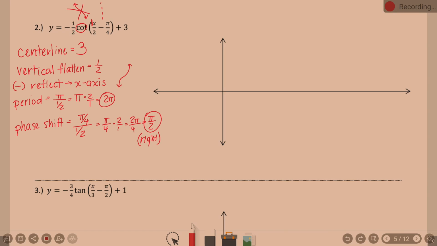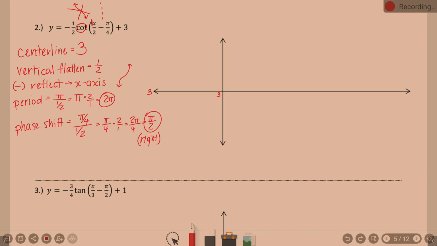Okay, let's get some labeling in. Center line is 3. I'm going to give you guys a heads up right now. It is so easy to forget that center line on these because you don't have to count up and down. And man, so easy to forget the center line. Okay, we got center line. I don't have any other y values. Period of 2 pi.